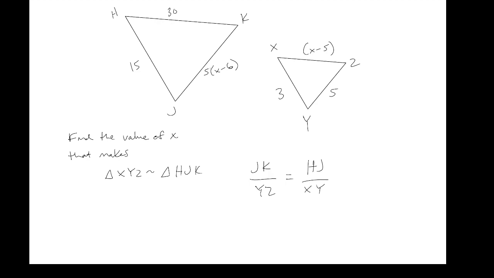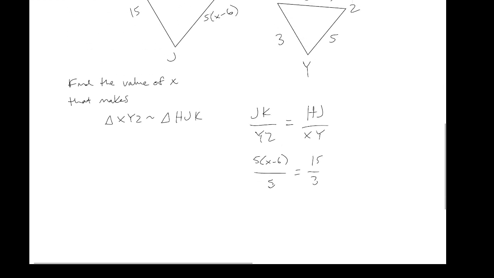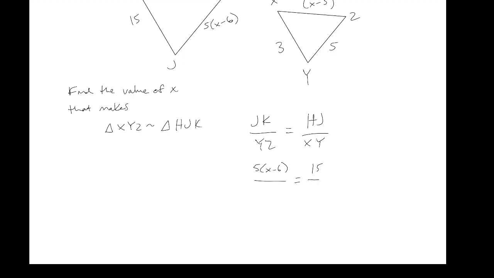We're going to substitute those values. JK is 5 times the quantity x minus 6. YZ is 5. And then HJ is 15 over XY, which is 3. Let me fix these for you guys here. Sorry, my pen is acting up.